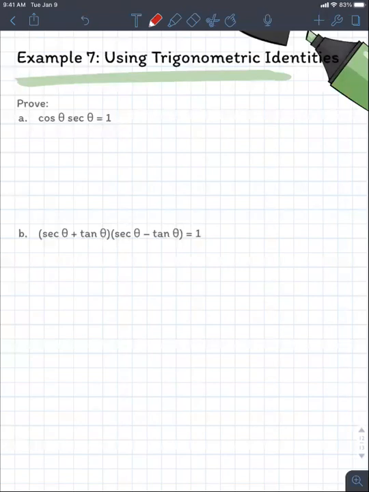So cosine times secant, we want to prove that that equals 1. The easiest way to do that is we know that secant is 1 over cosine, right? So we can change secant to be 1 over cosine. If we multiply that out, we would have cosine over cosine, which we know equals 1. So there we go, we proved it. Not too bad, right? Okay, proved.